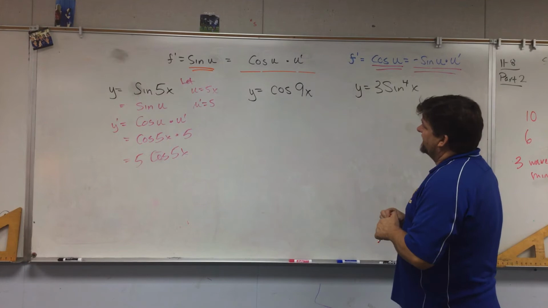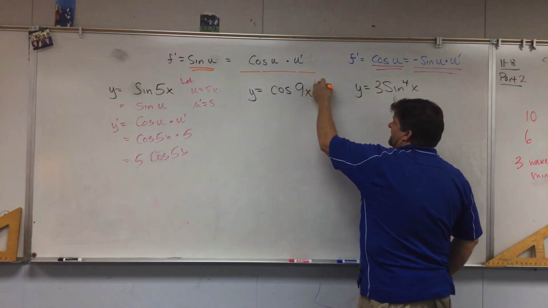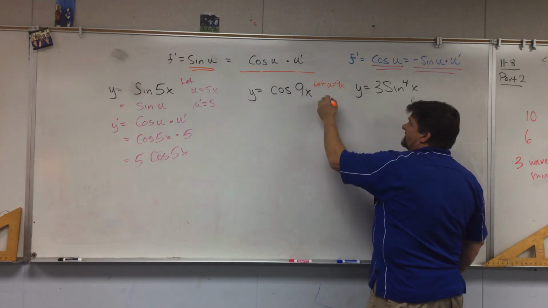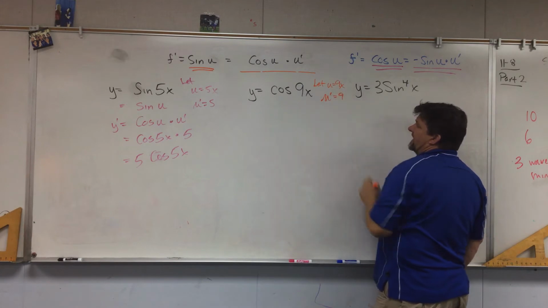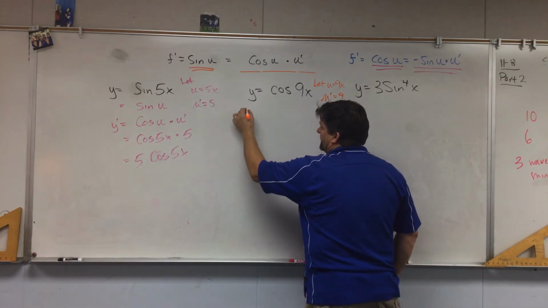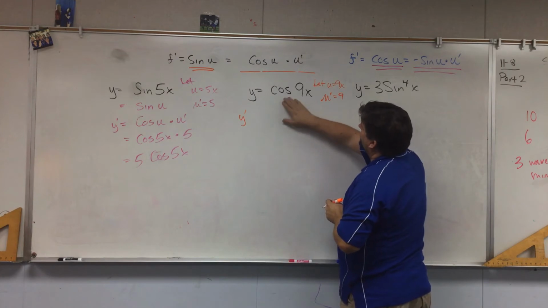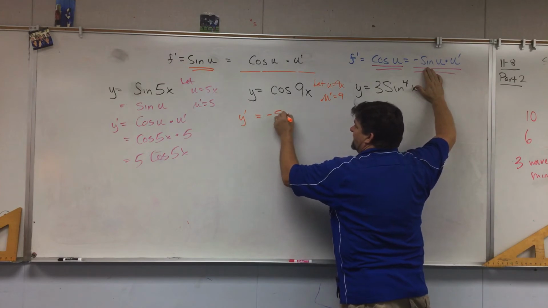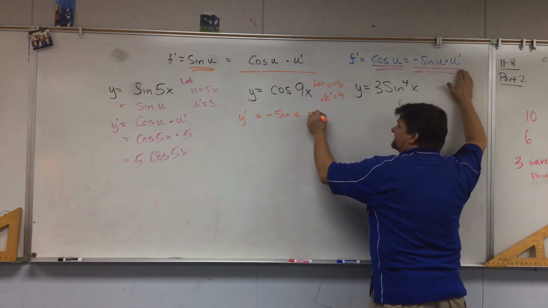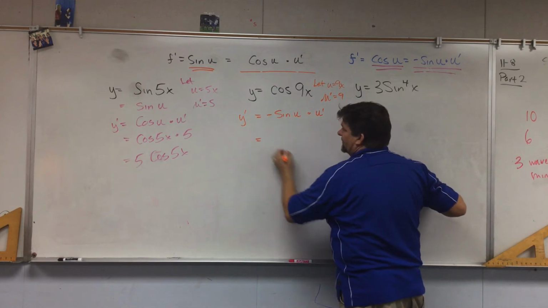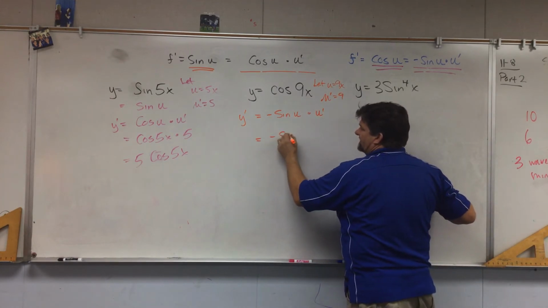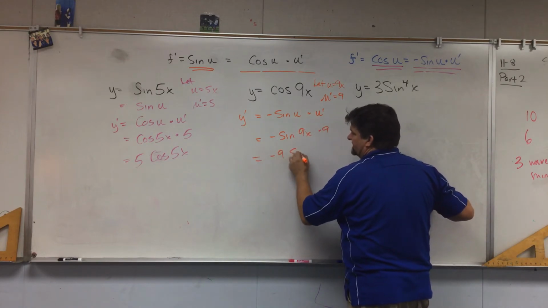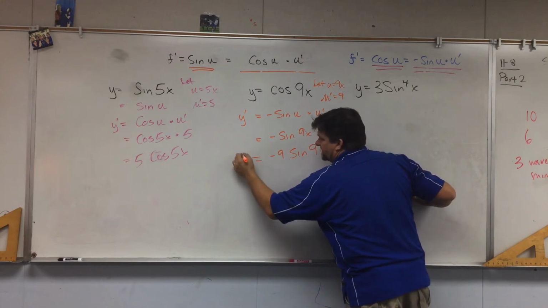So let's look at this. I'm going to let u equal 9x. That means u prime is equal to 9. And so my y prime is equal to the derivative of cosine of u, which is the negative sine of u times u prime. Plug everything back in: negative sine of 9x times 9 gives me negative 9 sine of 9x. That is my derivative.